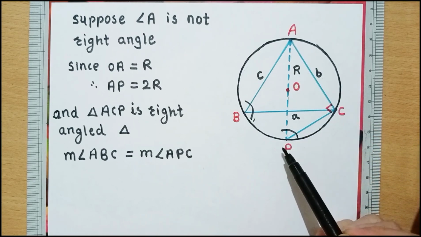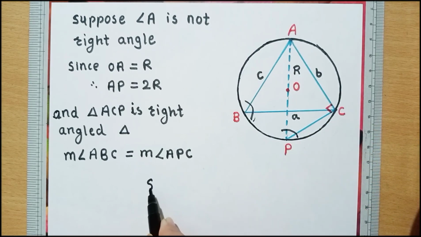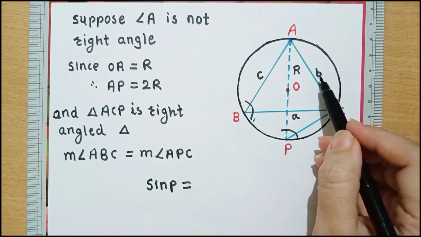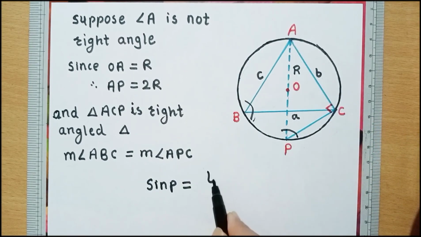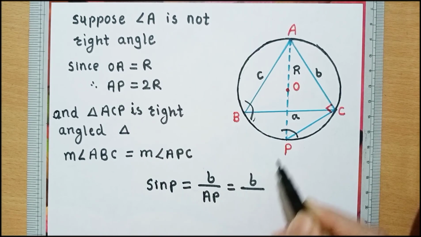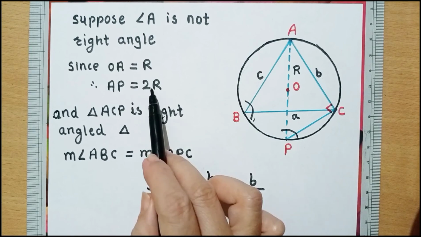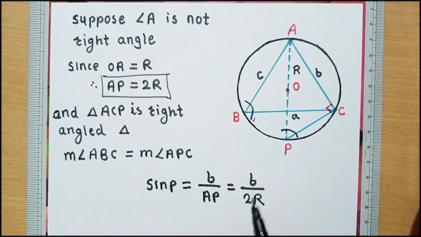Now check in this right angle triangle, sine of P is equal to opposite side upon hypotenuse. That means b upon AP, and we are saying that AP is equal to twice R. We will use this here, and since angle P equals angle B, sine of P equals sine of B. And now we will equate this and this.